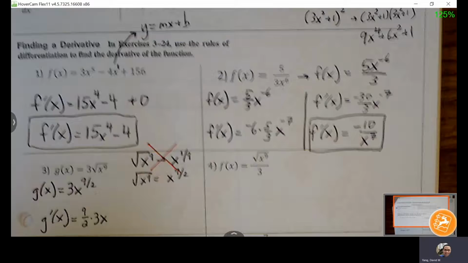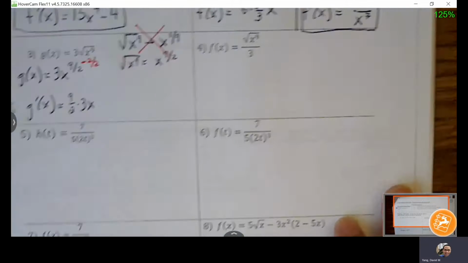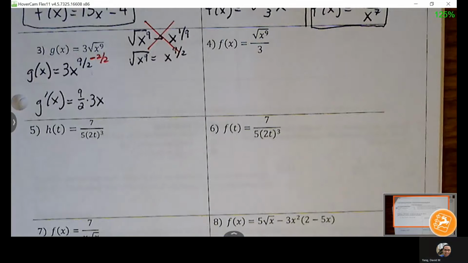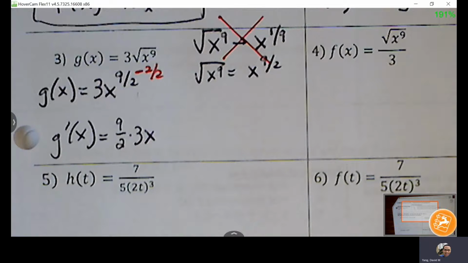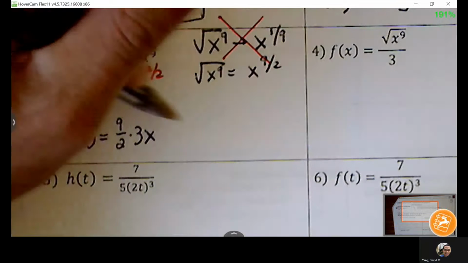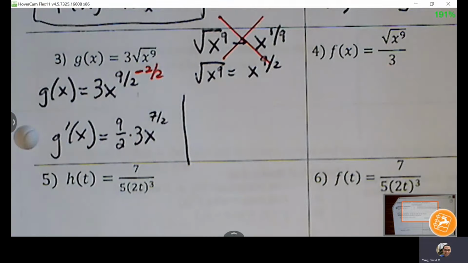7/2. Yeah, because common denominators, right? So if you want to put 2 over 2 as a reminder that there needs to be common denominators, 9/2 minus 2/2 would be 7/2. Okay, good so far?